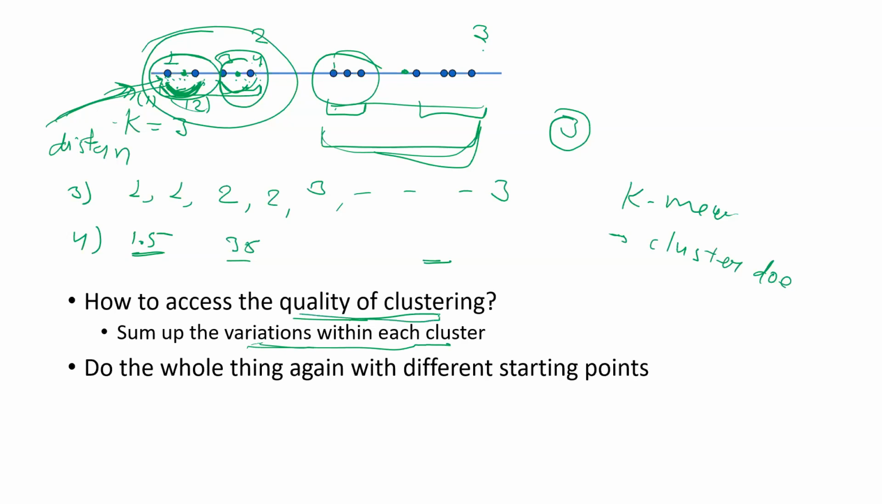So you randomly initialize your centroids again. You randomly start your procedure again, and then keep on doing this 3 or 4 times, or n number of times, and you will see for which it is giving the least variation. You will stick to that clustering, that grouping.